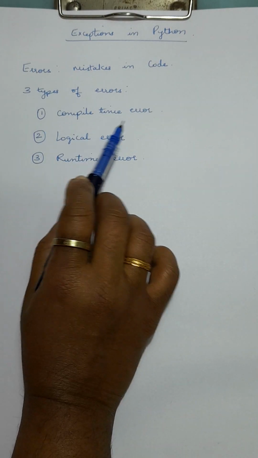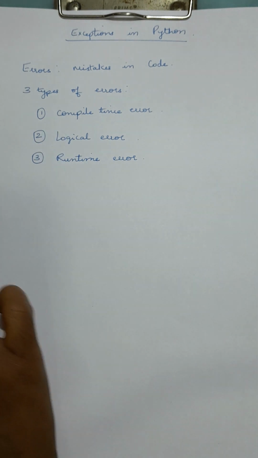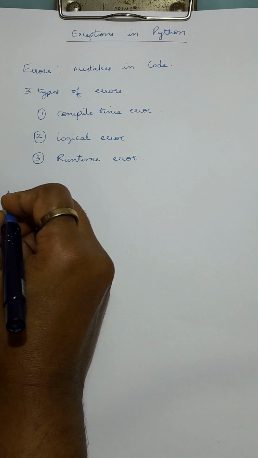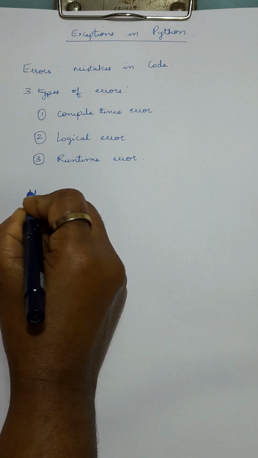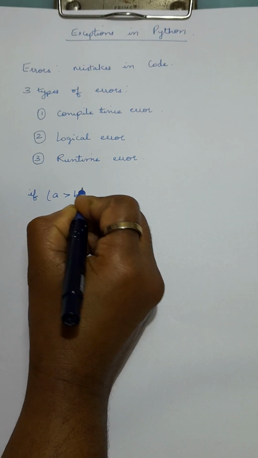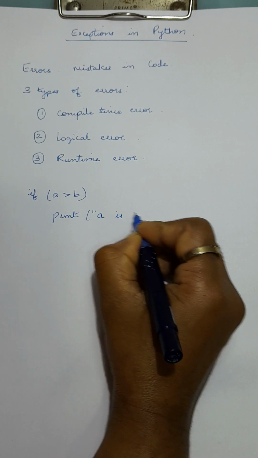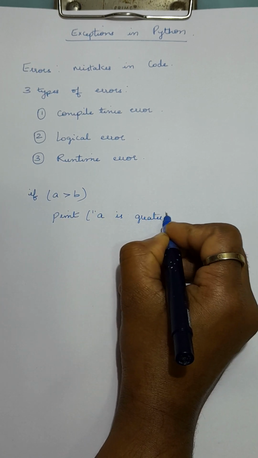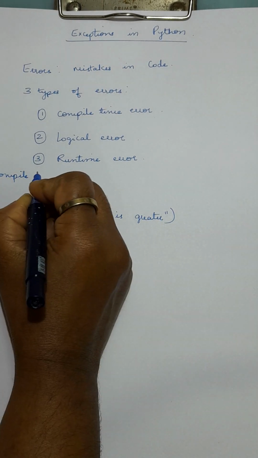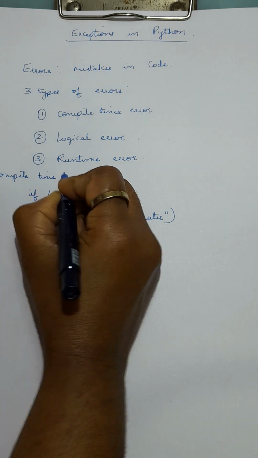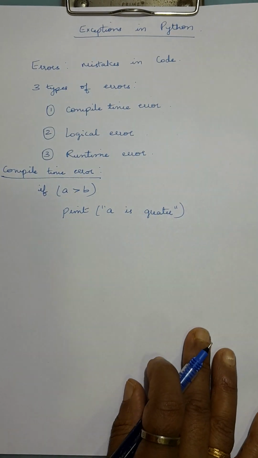The first one is compile time error. Next, logical error. Third one is the runtime error. What is compile time error? Now, when a programmer writes a code, for example, if A is greater than B, print "A is greater". If this is the part of the code. Now, I'm teaching you about compile time error. It is a compile time error.